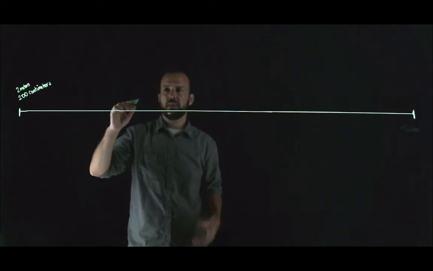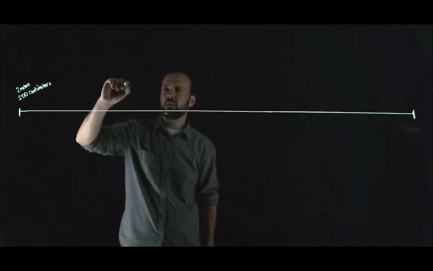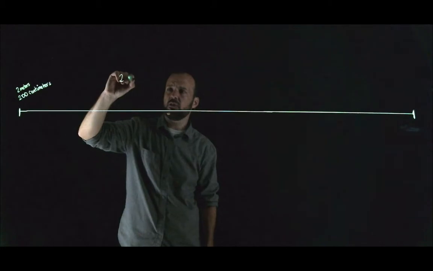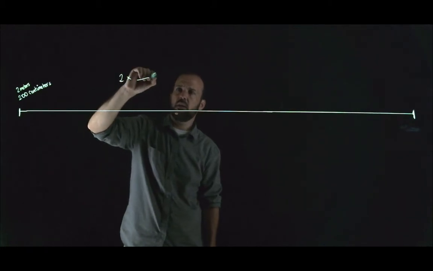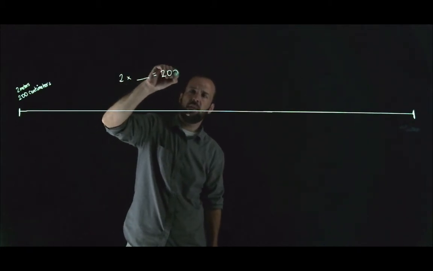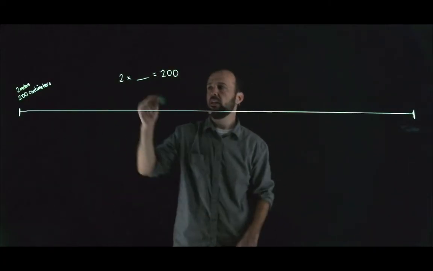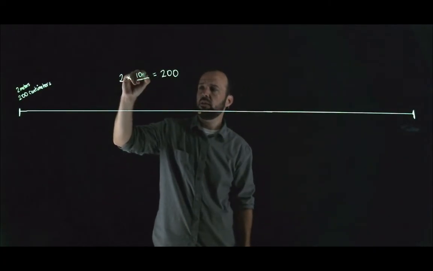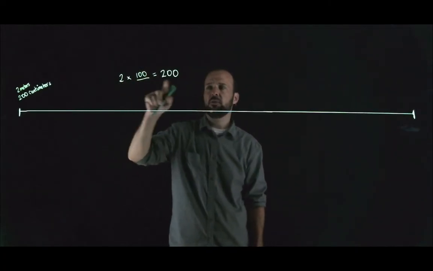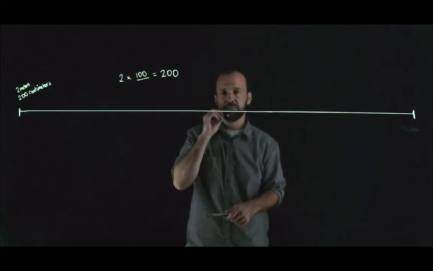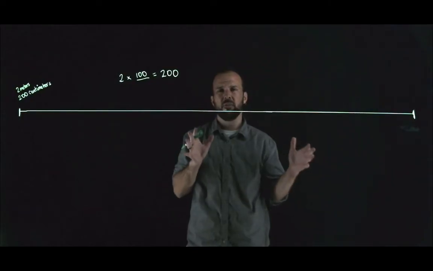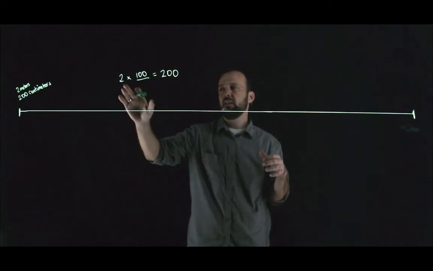So let's do this real quick. Let's think of a multiplication sentence using the number 2 that could help me get to 200. So 2 times what will give me 200? Just think about that for a second. 2 times what will get me to 200? Right. 2 times 100 will get me to 200. 2 times 100 is 200. So we can easily convert from meters to centimeters using that.